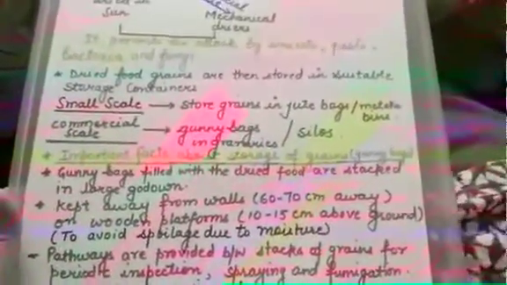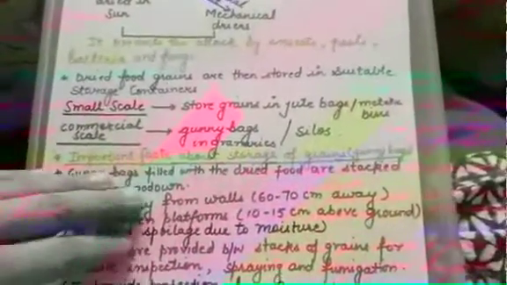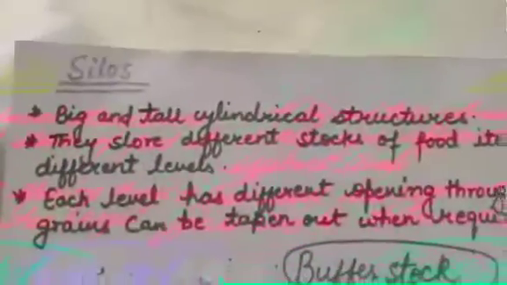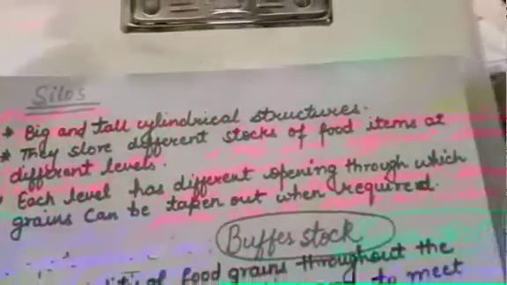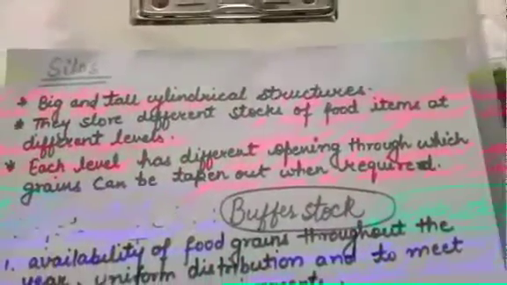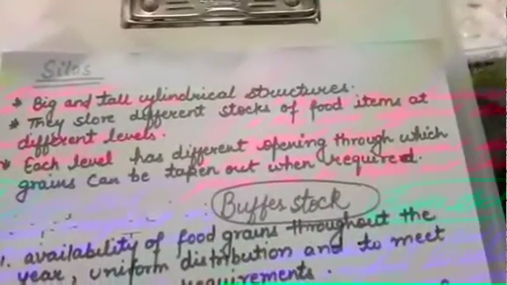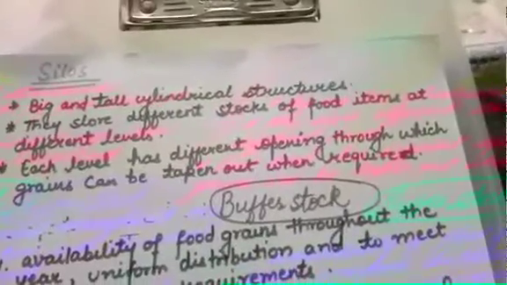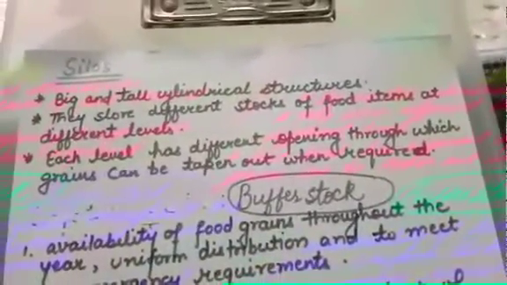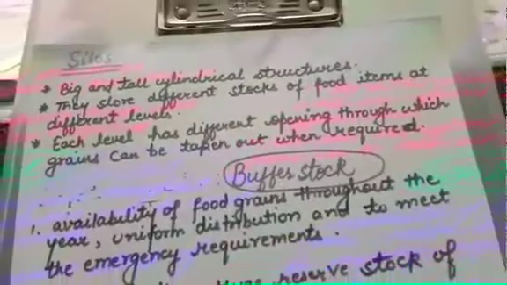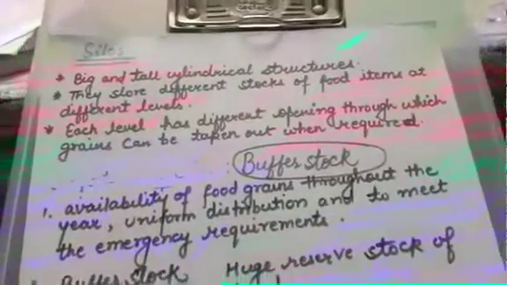Now the next part is silos. We'll move on to the next topic, that is silos. Silos are big and tall cylindrical structures. What they do is store different stocks of food items at different levels, and each level has a different opening through which grains can be taken out when required.